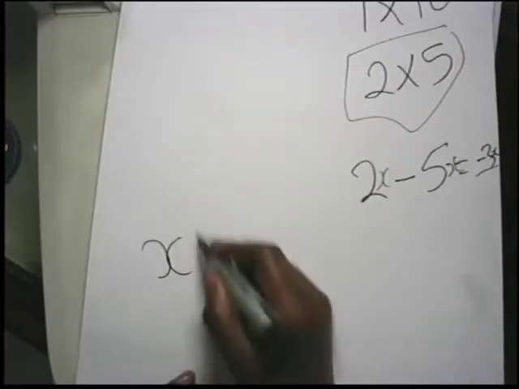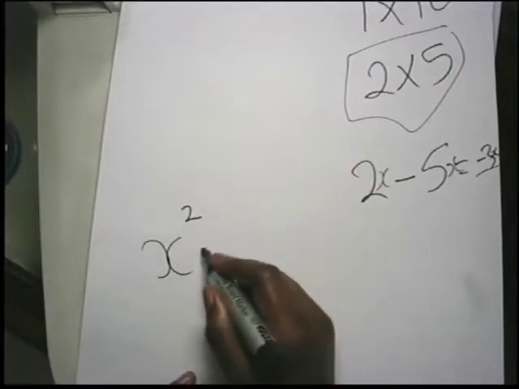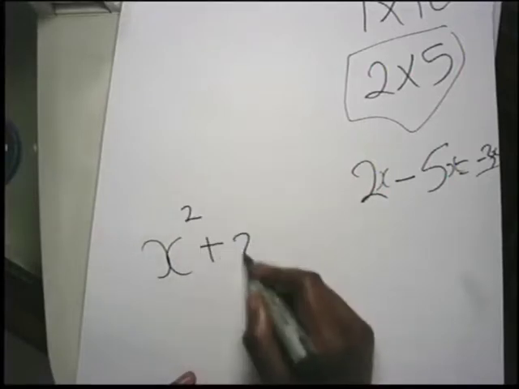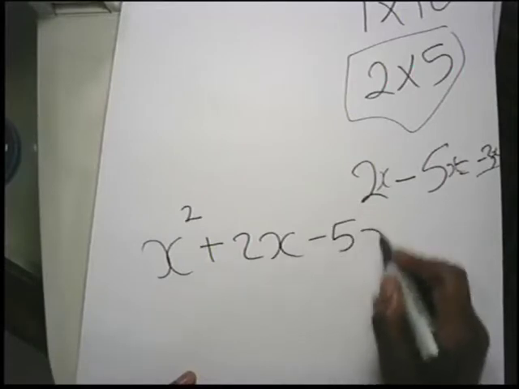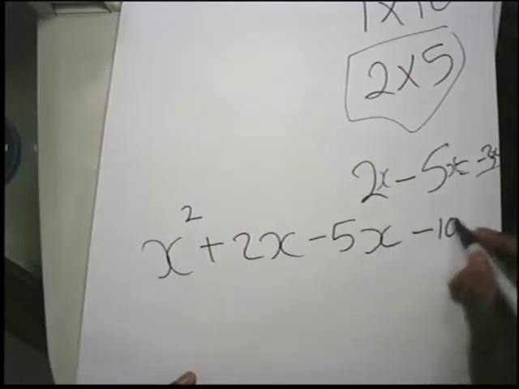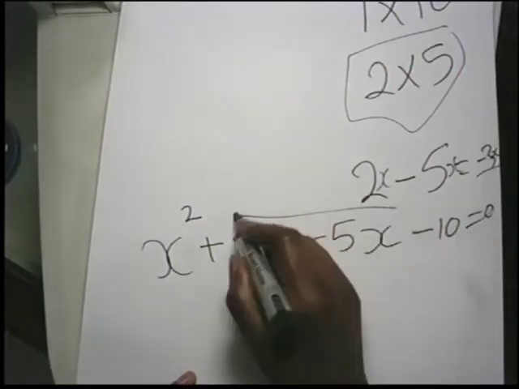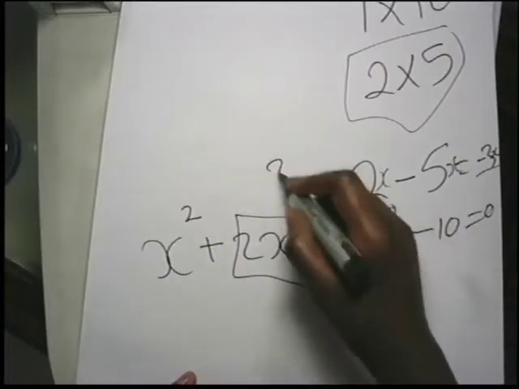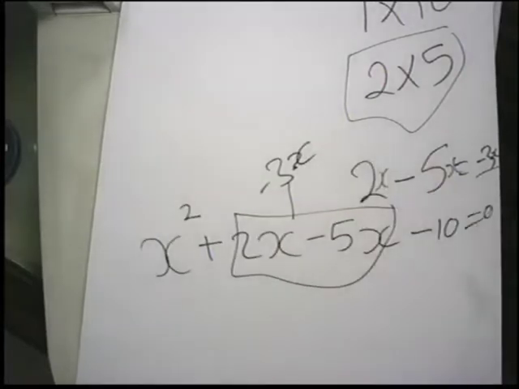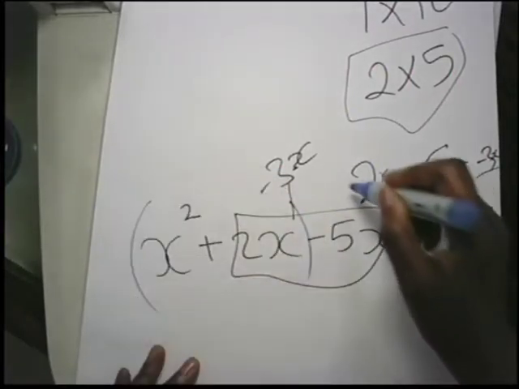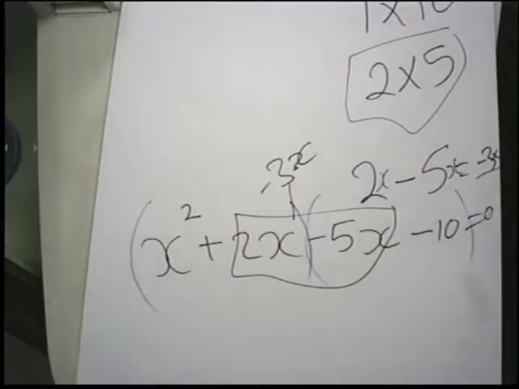So our equation is going to end up with x to the power of 2 plus 2x minus 5x minus 10, which is equal to 0. This has replaced the minus 3x in the original. Why are we doing that? Because we want to solve by grouping. Now we can group these two together and also group these two together and factorize.